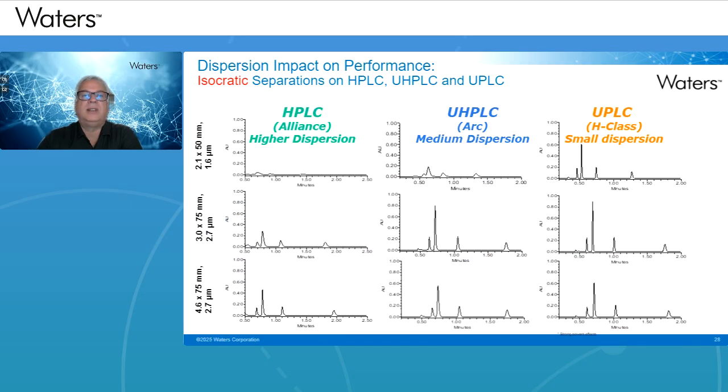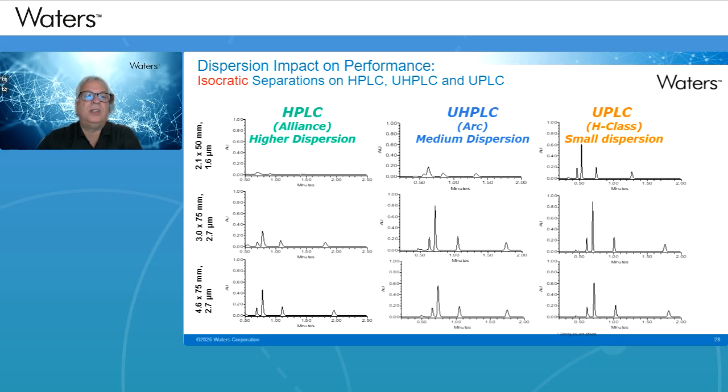I'm showing you here the example when we are using a small column volume, the 2.1 by 50. On the HPLC, we barely see the peaks. It's very, very bad. On the UHPLC, a medium dispersion, it will not be very good. And on the UPLC, it will be good. So imagine that you read the article, they get this result, but you have that system and you get this result. That's the kind of thing that doesn't work.